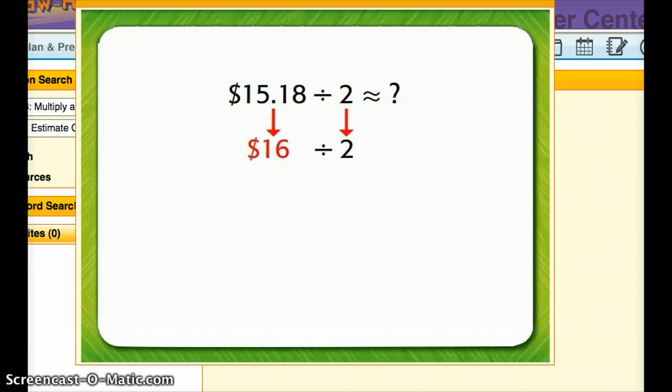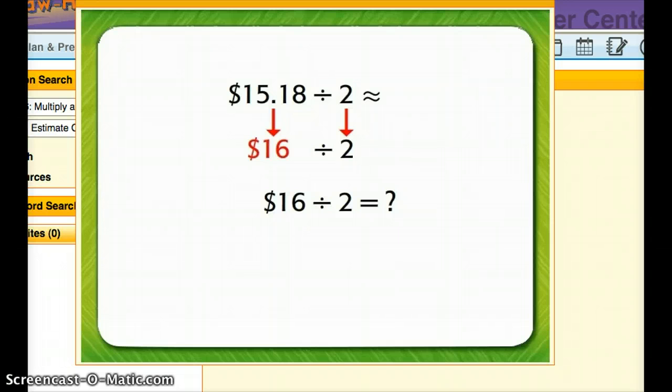Now let's start solving the problem. The cost of both kites is $15.18. To find the estimated cost of one kite, we will need to estimate $15.18 divided by 2. Let's use compatible numbers as our method to estimate. Change $15.18 to $16 because 16 and 2 are compatible numbers. Then divide $16 by 2 mentally.